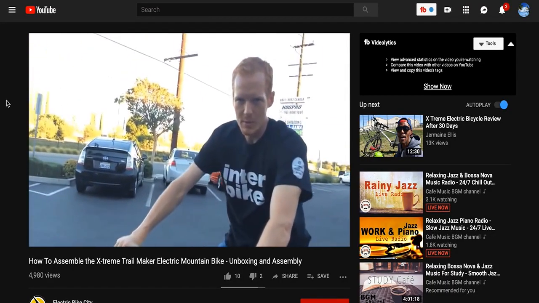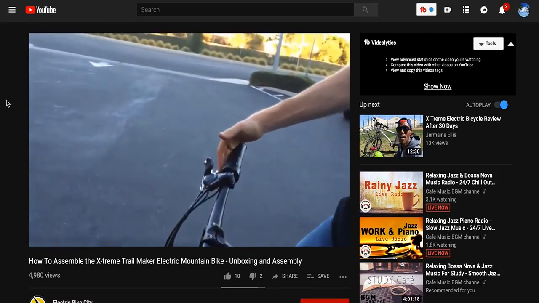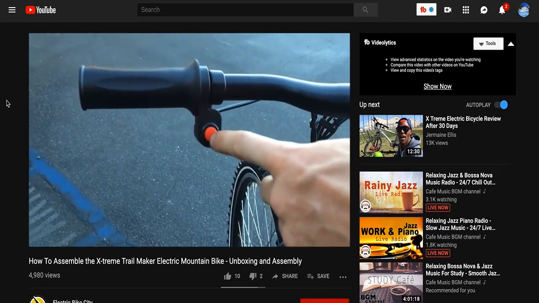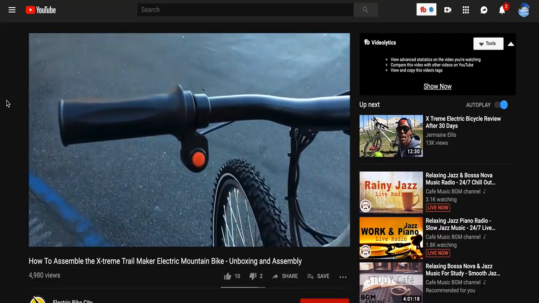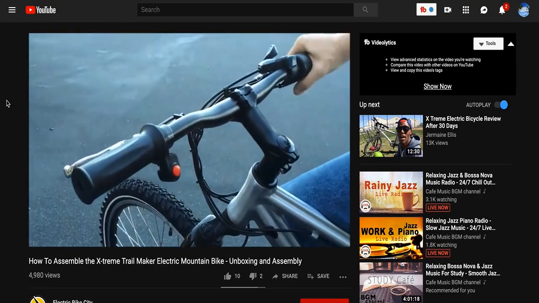Alright, so there are 2 modes to operating this bike. There's a throttle only mode where you pull the throttle and it goes. And there's a pedal assist button right here. This little red button is the pedal assist mode. To turn it on, you just depress the switch and you start pedaling. To turn it off, you leave it undepressed, and you can pedal just like normal or use the throttle only.